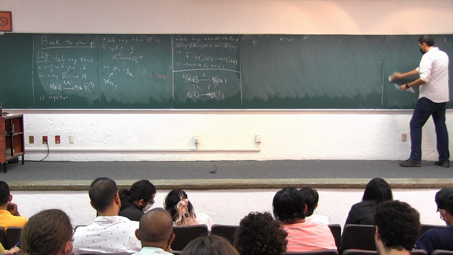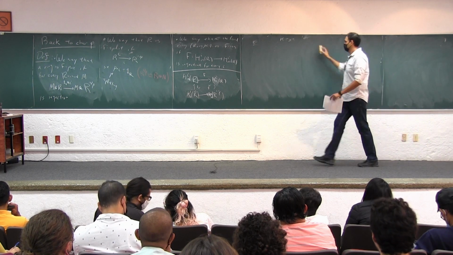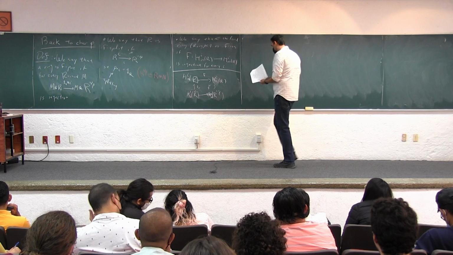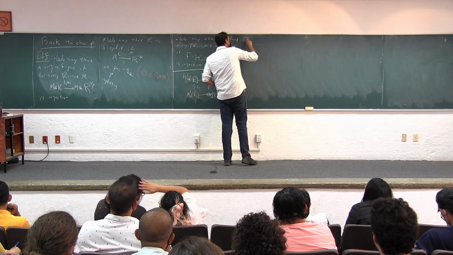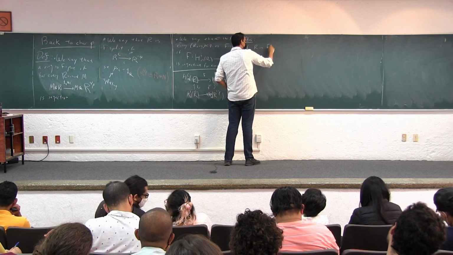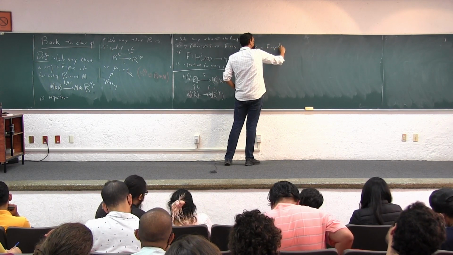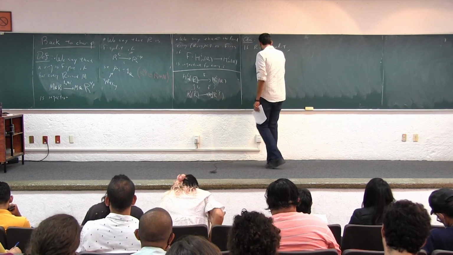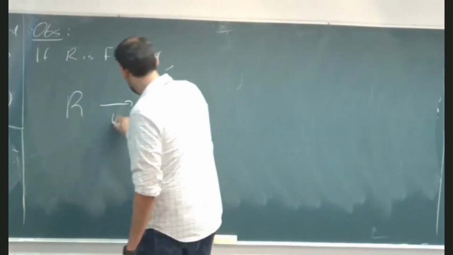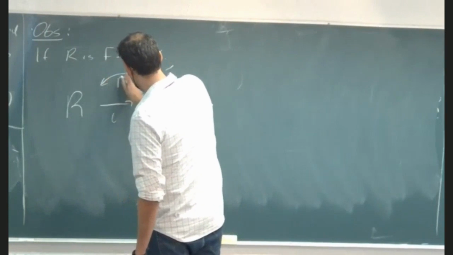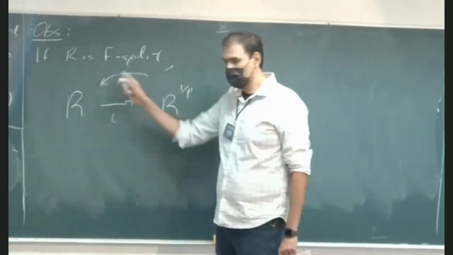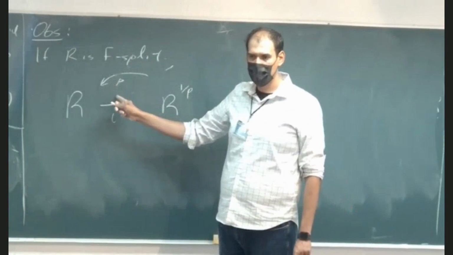Let's do the first relation. First observation: R is F-split. So what we have is that R goes to R^(1/p), we have here the inclusion, and then we have the retraction. The composition of these two is the identity.